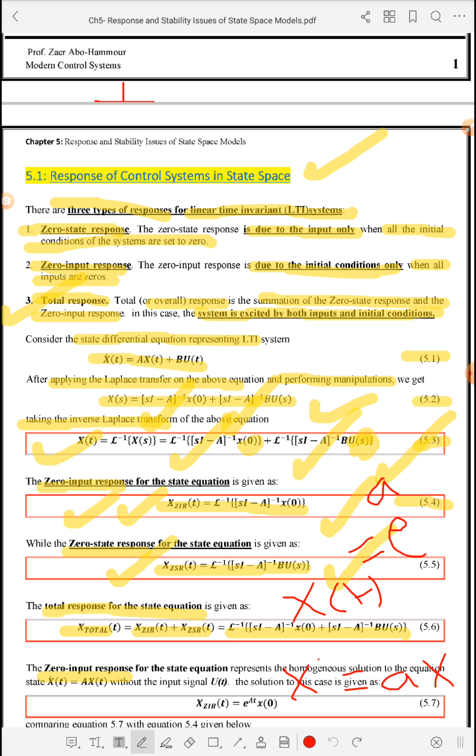Similarly, if we extend this from the scalar, single dimensional case to the multidimensional vector case, we will get this equation, which is the zero input response x is equal to e to the power A t multiplied by x of 0, and here e to the power A t is a matrix. It's not a scalar value because A is a matrix, and we will get a matrix. So this is regarding the zero input response.